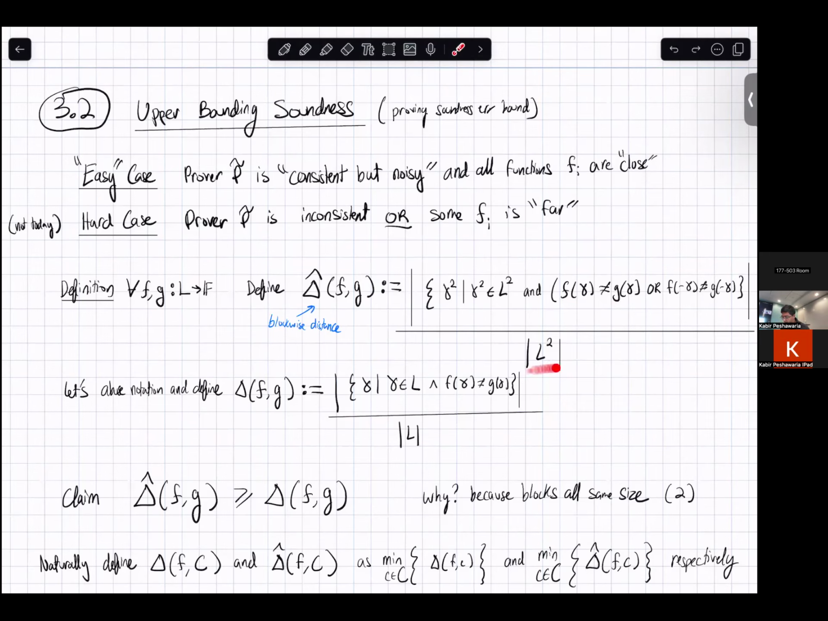So this blockwise distance. Remember, normal distance is just component-wise. I don't count gammas and I don't count gamma squares in L squared. I count gammas in L, and then I just ask whether f and g disagree at that point in L. Okay, so this is blockwise distance. Specifically, this thing is a subset of L squared, and the denominator we divide by is L squared. And for a normal distance, this thing is a subset of L, and then we divide by L.